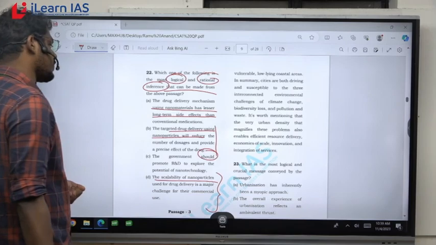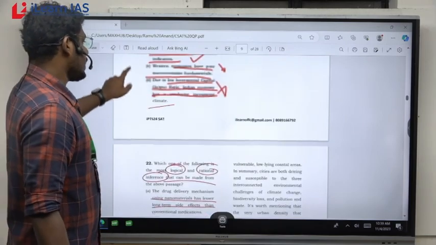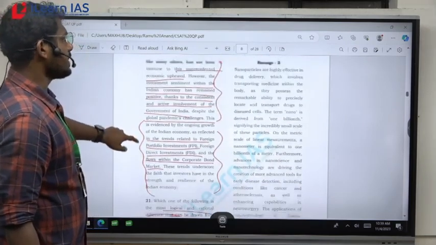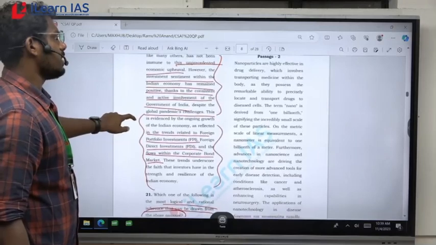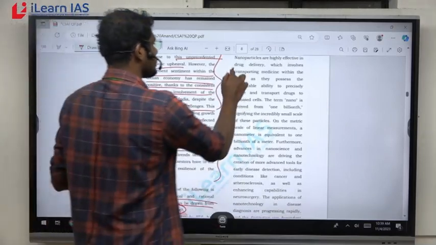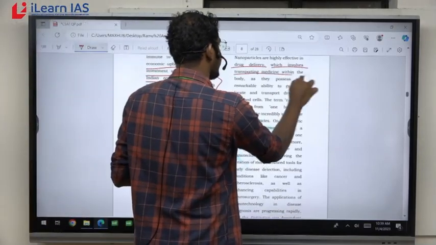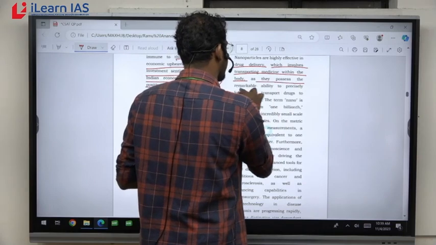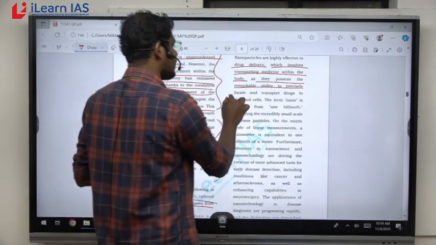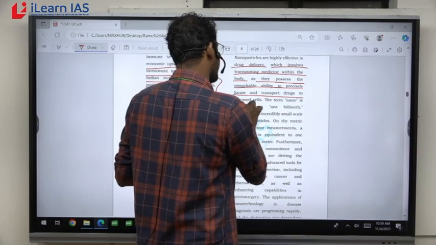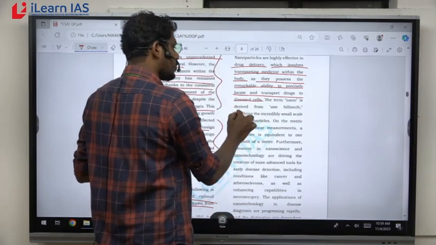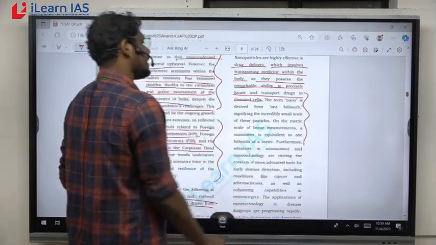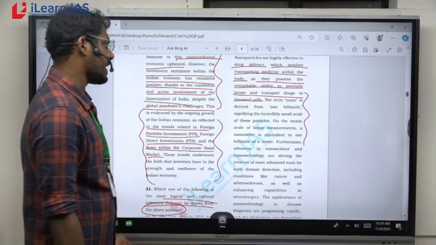Okay, reading the passage, it reads: nanoparticles are highly effective in drug delivery, which involves transporting medicines within the body, as they possess the remarkable ability to precisely locate and transport drugs to diseased cells. The term nano is derived from one billionth, signifying the incredibly small scale of these particles.